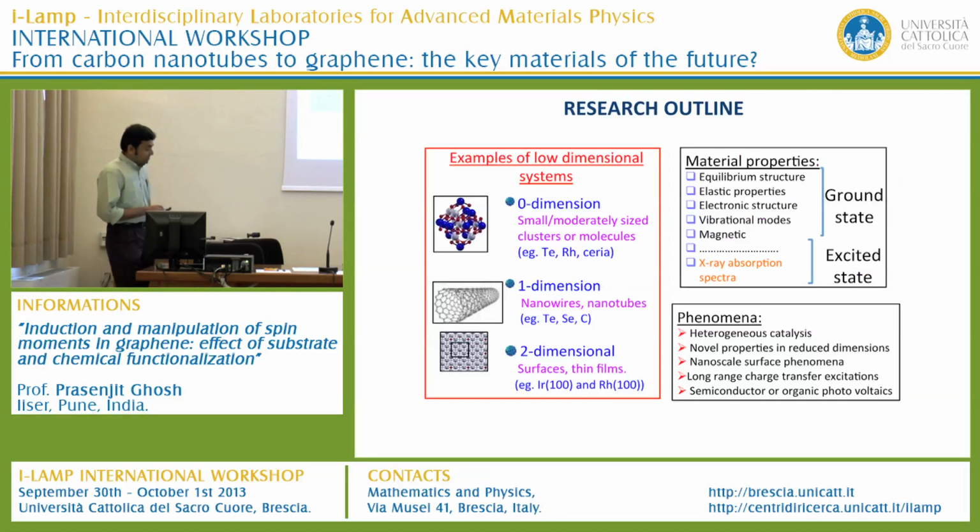Mainly I'm interested in low-dimensional systems like clusters, nanowires, and surfaces. One can calculate different properties. This list is not exhaustive; I've just jotted down some of them. I use these properties to understand different processes, for example in heterogeneous catalysis, new properties in reduced dimensions, nanoscale surface phenomena, long-range charge transfer excitation, and so on and so forth.